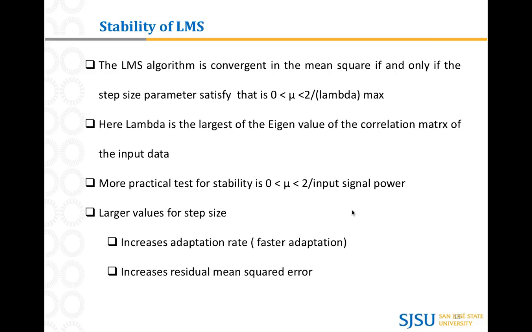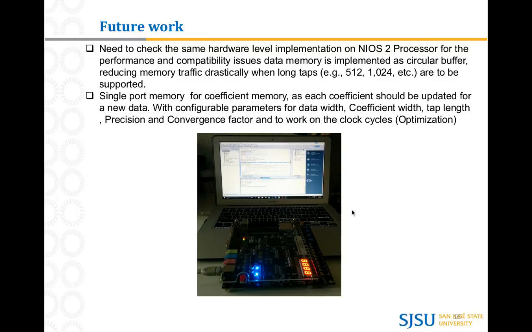The stability of this LMS filter: the LMS is convergent in the mean square if and only if the step size parameter mu satisfies 0 < mu < 2 by lambda max, where lambda max is the largest eigenvalue of the correlation matrix of the input data. A more practical test for stability is that the step size parameter mu is between 0 and 2 by the input signal power. Larger values of step size increase the adaptation rate, but faster adaptation increases the residual mean squared error.